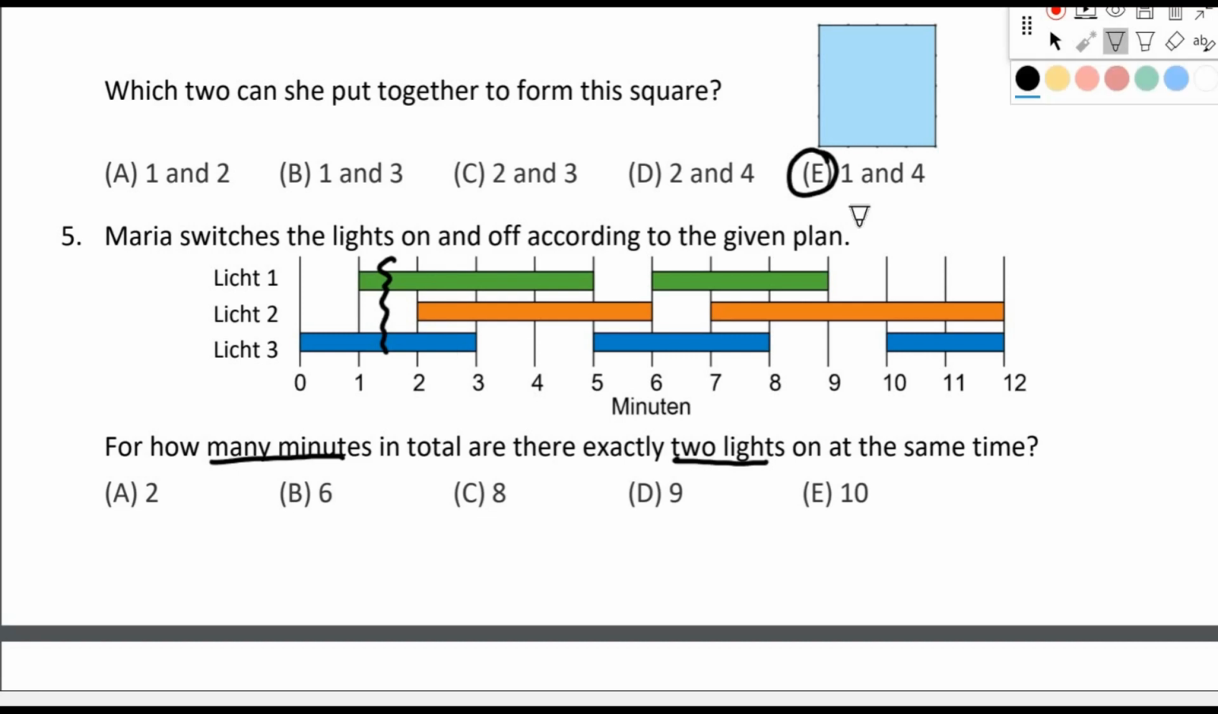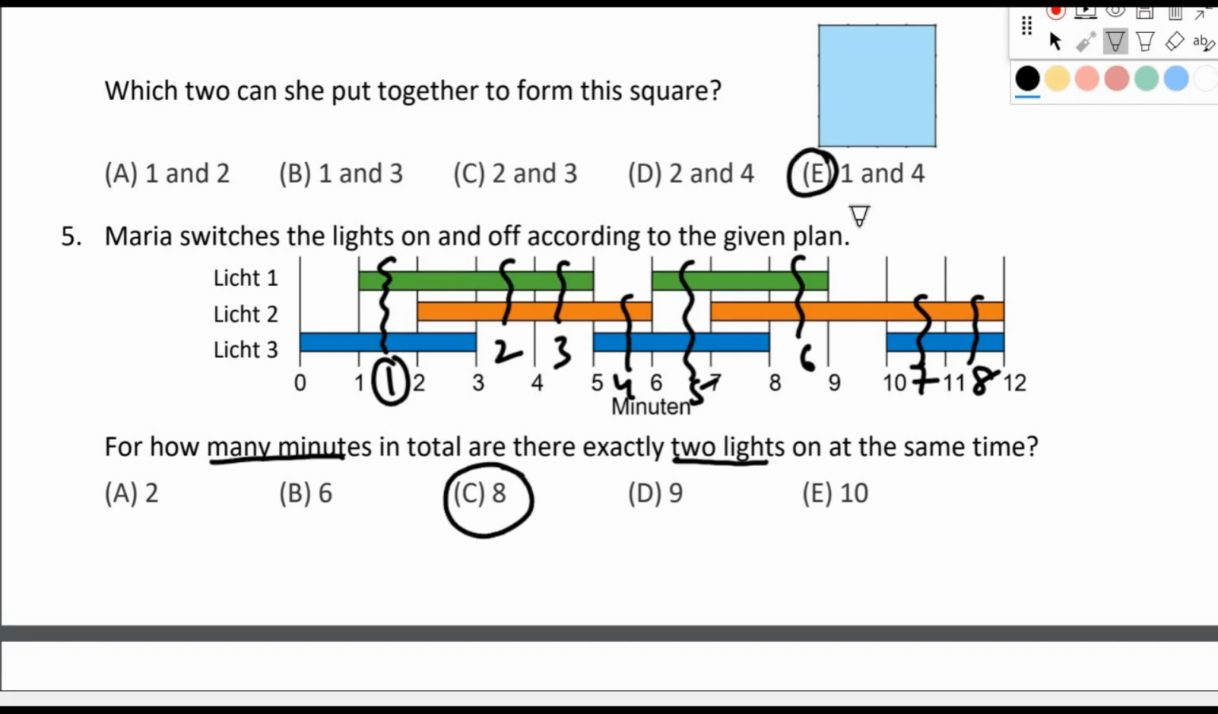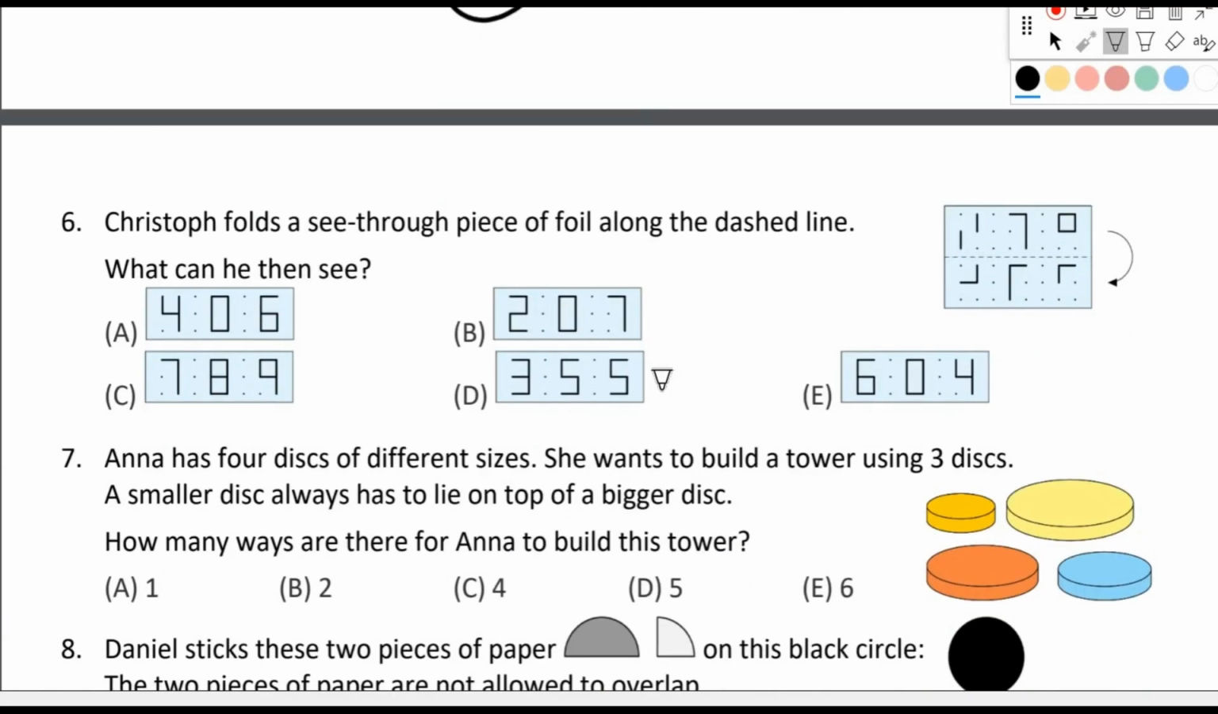So 2 lights, 2 lights, 2 lights. Let's count them. 1, 2, 3, 4, 5, 6, 7, 8. So there are exactly 8 minutes where you will see exactly 2 lights at the same time. So option C, fifth question, option C is the answer.